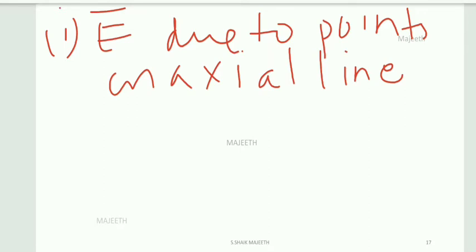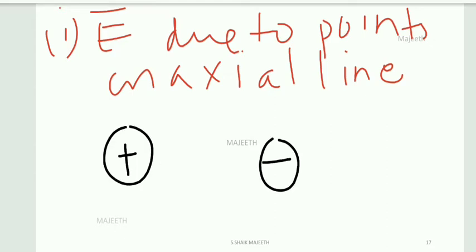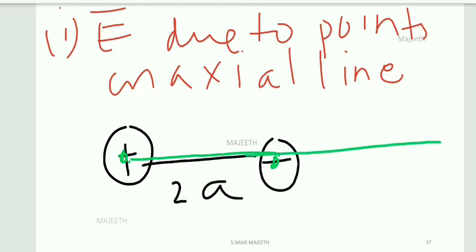So we know a dipole is two equal and opposite charges separated by a small distance. Let us assume it is 2a, right? What is the axial line? The axial line is nothing but a line connecting the centers of the two charges. If you draw a line from the center of one charge to the center of another charge, then that line is known as the axial line. You can extend it up to infinity on this side and this side. So this line is the axial line.